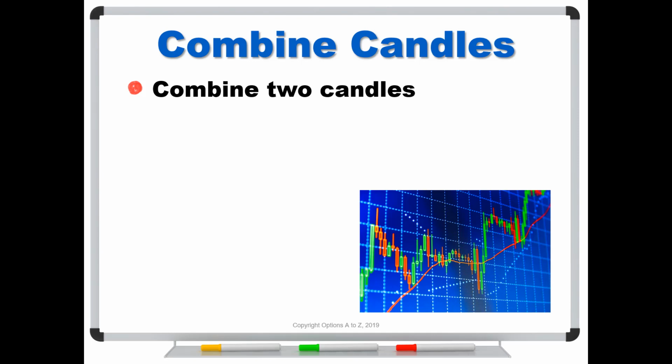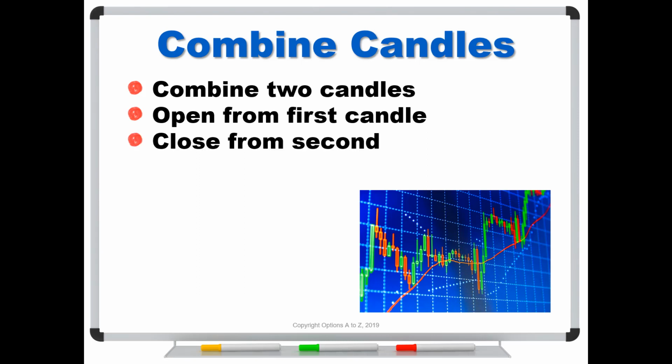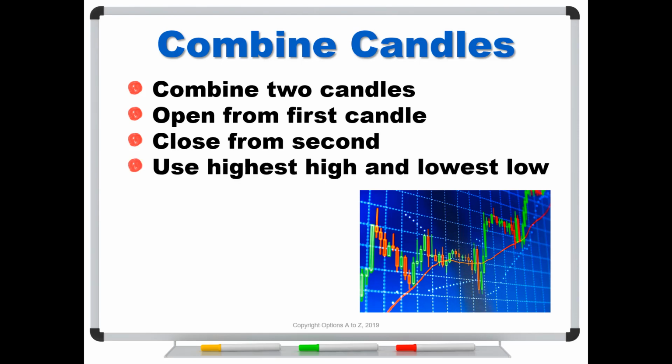What we're going to do is take the opening trade from the first candle and the closing trade from the second. Now again, if you're looking at three candles, it would be the closing from that third day. It's just whatever candle is last in your pattern. And we will always use the highest high and the lowest low. Those are always going to stay the same.